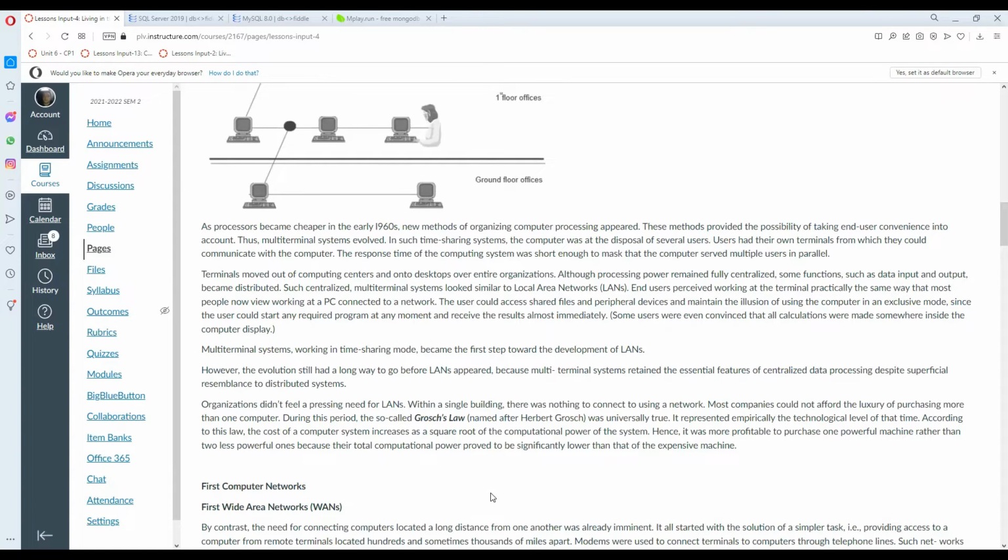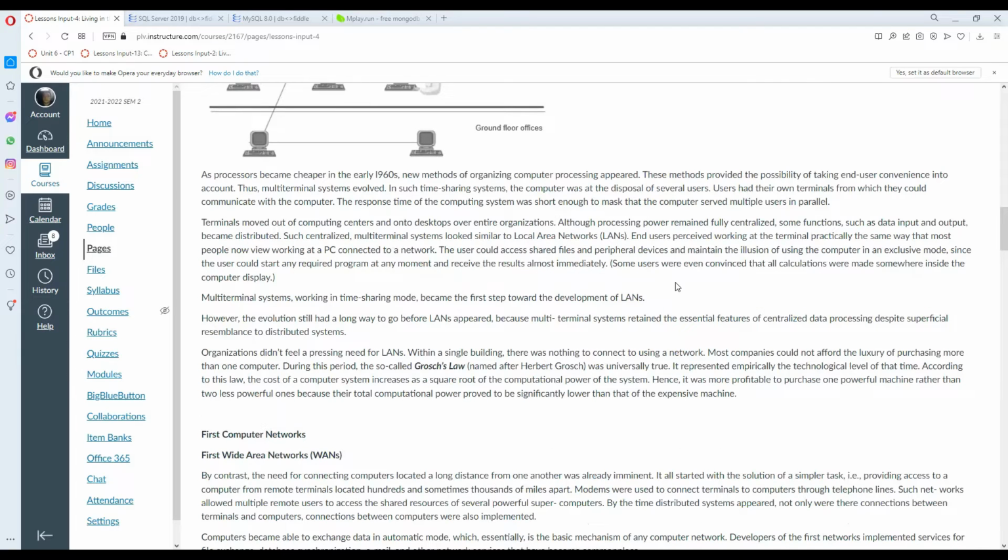Terminals moved out of computing centers and onto desktops throughout entire organizations. Although processing power remained fully centralized, some functions, such as user data input and output, became distributed. Such centralized multi-terminal systems look similar to a LAN, or local area network. End users perceive networking at the terminal practically the same way that most people now view working at a PC connected to a network. The user can access shared files and peripheral devices and maintain the illusion of using the computer in an exclusive mode.